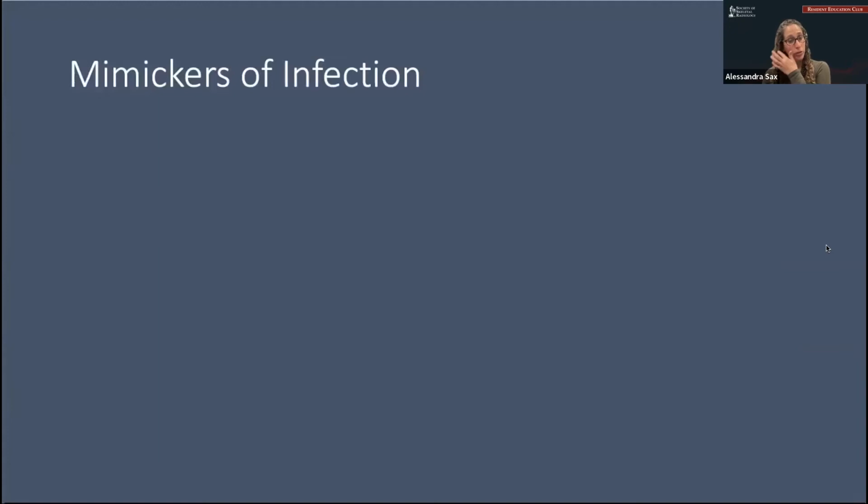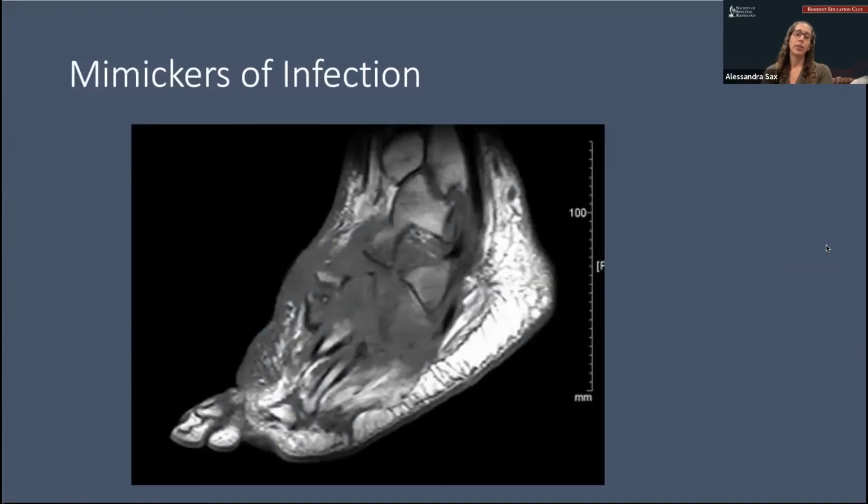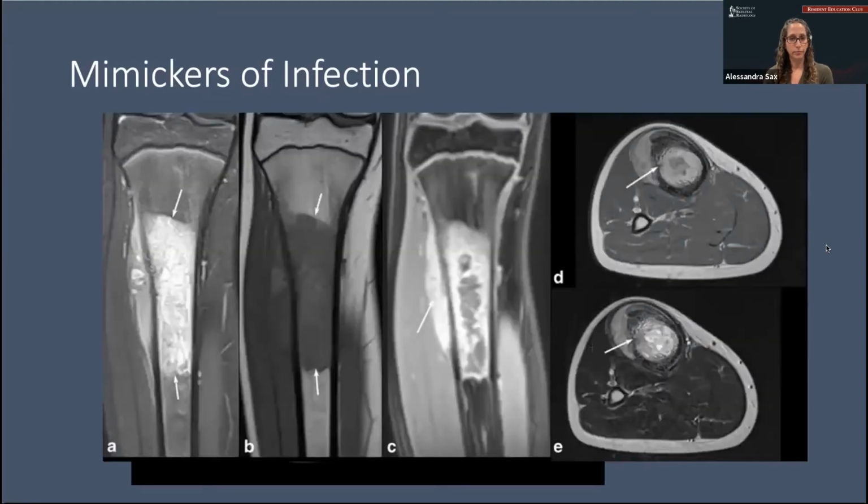There are a few mimickers of osteomyelitis. This is just another case of Charcot arthropathy, right? Marrow replacement, edema, but no infection. Here, we've got marked edema within the diaphysis of this tibia in a child. We see the open physes, adjacent soft tissue edema, marrow replacement, periosteal reaction. This happened to be a Ewing sarcoma.